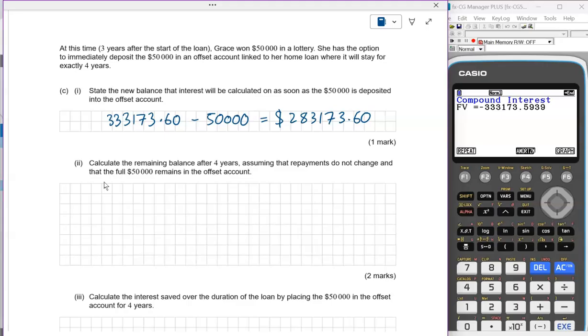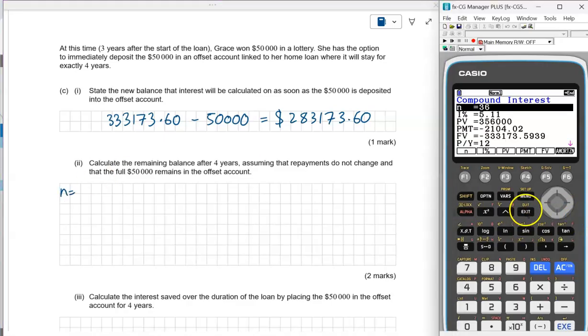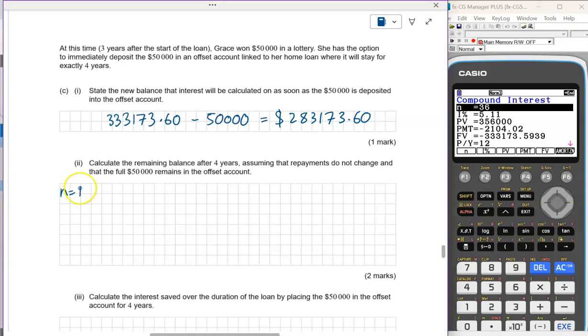Part C II says to calculate the remaining balance after 4 years, assuming that payments do not change, and the full $50,000 remains in the offset account. So, again, back into the finance function here. N is now going to be 4 times 12 because we're looking at that money staying in for exactly 4 years, okay, from the question above.